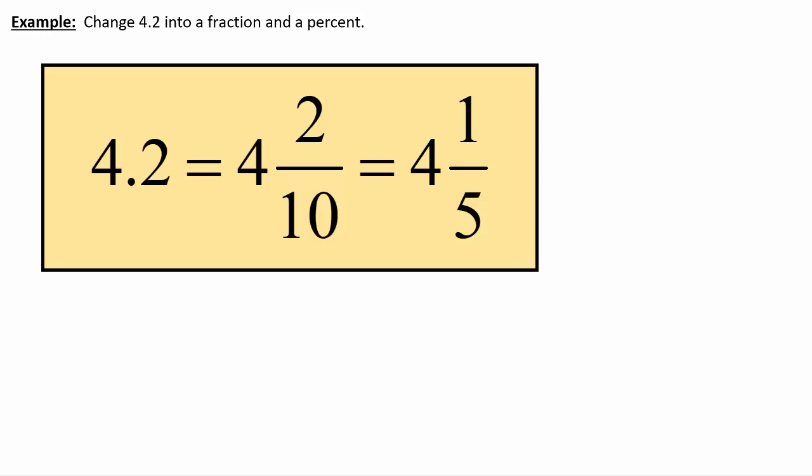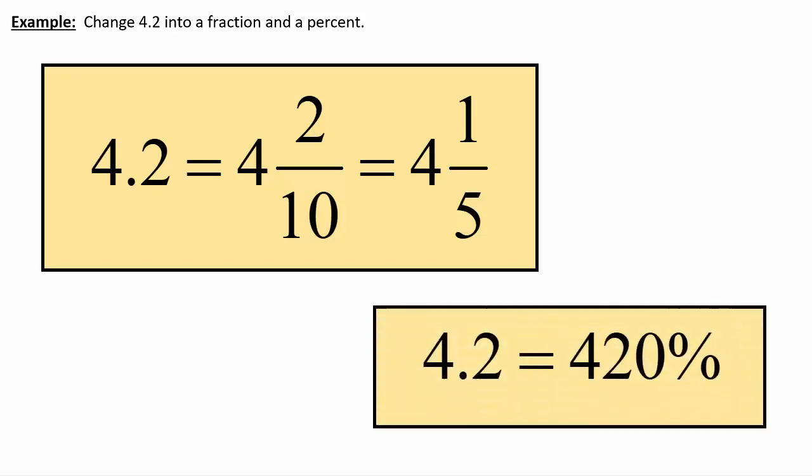So to change it to a percent, we need to multiply by 100 and write the percent symbol. Multiply by 100. What does that do? That moves the decimal 2 places to the right. So we have 420%.